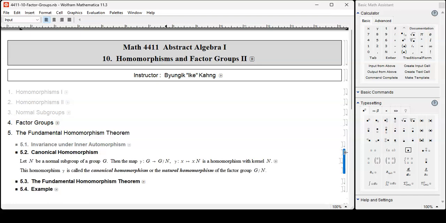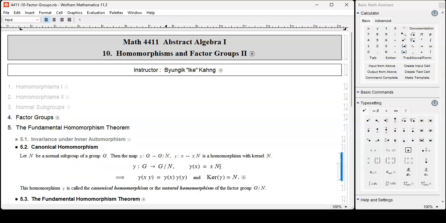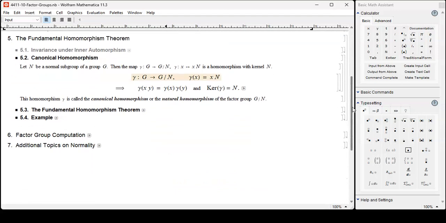Previously, we studied the canonical homomorphism, which is defined like this. Let N be a normal subgroup of G, then the map gamma from G to the factor group G over N, defined like this, is a homomorphism with kernel N, which we call the canonical homomorphism or the natural homomorphism. Remember all that? Recall also that we successfully expressed the normal subgroup that we started off with as a kernel.